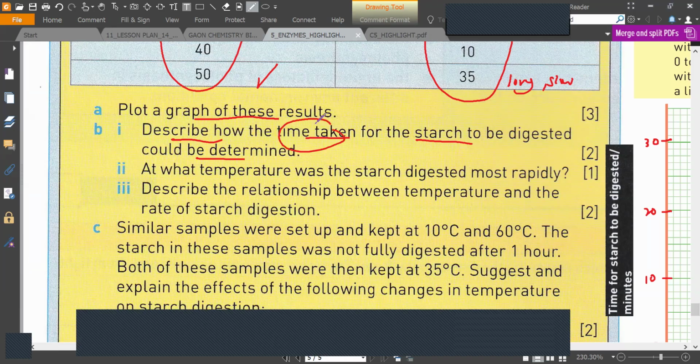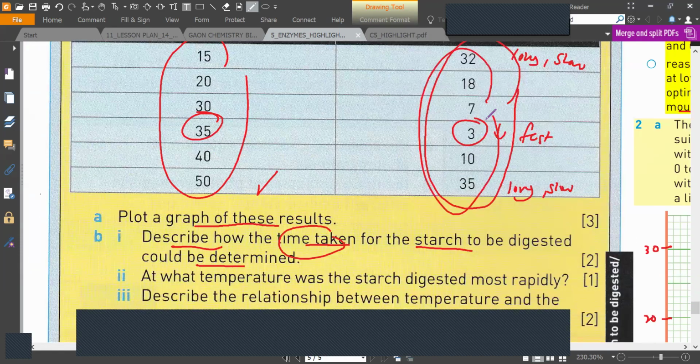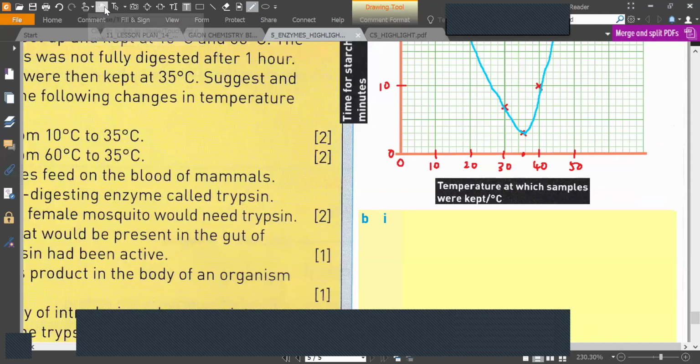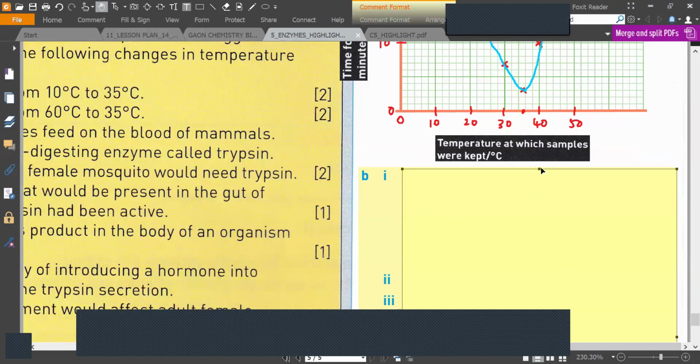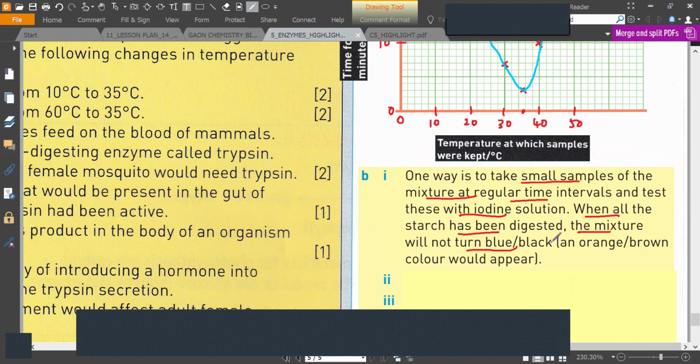So how can we get this time? What we are actually doing here is this. First, we can take a small sample of the mixture at regular times and test with iodine solution. When all the starch has been digested, the mixture will not turn blue-black. So that is one way to do it.